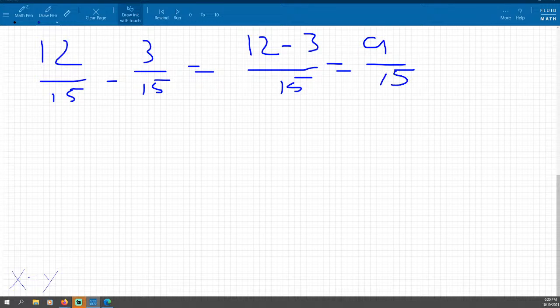Now 9/15 can be reduced. Whoops. What am I doing with this 9 here? So what is the common factor of both of these? 3. So if we divide 3 out of both of these, we're going to end up with 9 divided by 3 is 3. 15 divided by 3 is 5. So we end up with 3/5.